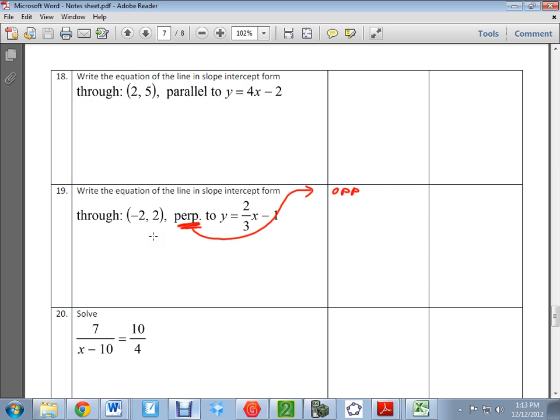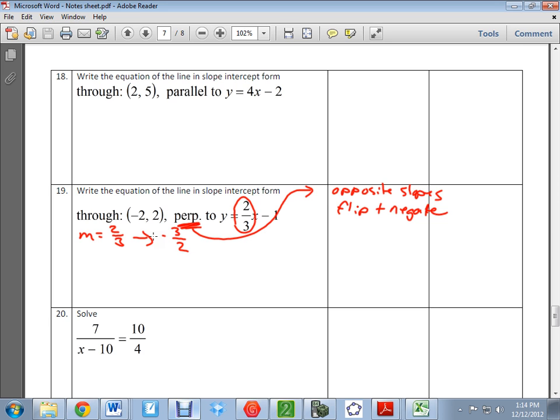That means they have opposite slopes. Opposite slopes means I need to flip and negate it. So what is the slope originally? What is the slope right now? What's the slope? Come on, people. 2 over 3. That's not what my actual slope is. My new slope, now that it's perpendicular, I need to flip that and negate it. So negative 3 over 2.